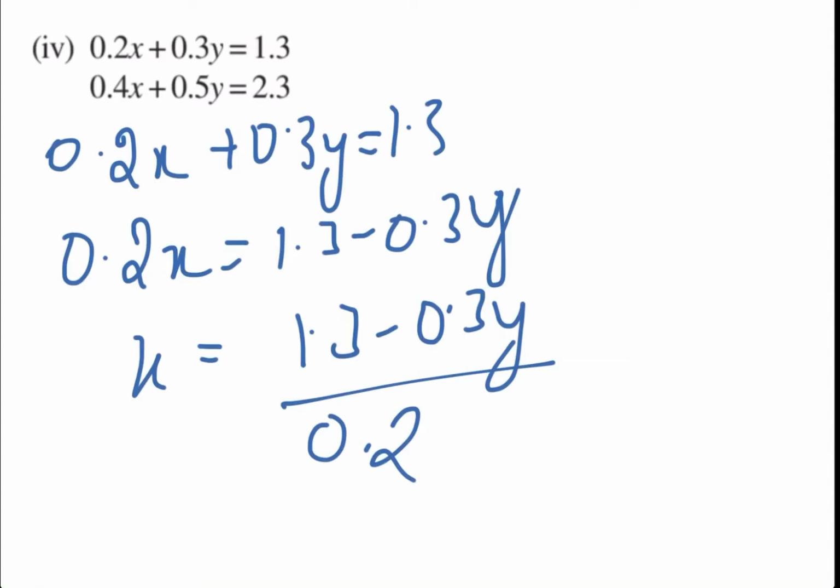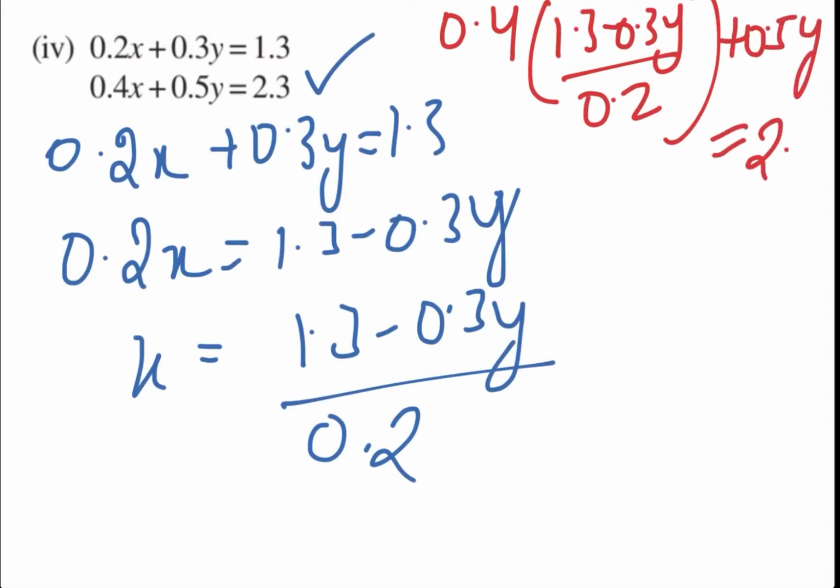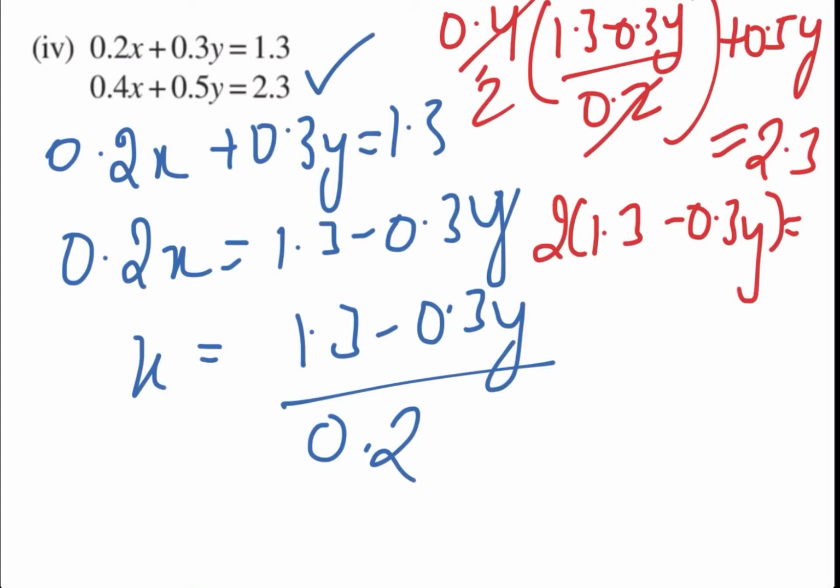Now what I will do is I will put the value of x in any of the equation. Let me put it in the second one. I can put it in any one. So what I get is 0.4 into x, that is 1.3 minus 0.3y by 0.2, plus 0.5y is equal to 2.3. 0.2 and 0.4 gets cancelled to become 2. So 2 into 1.3 minus 0.3y plus 0.5y is equal to 2.3. That's what I can get.